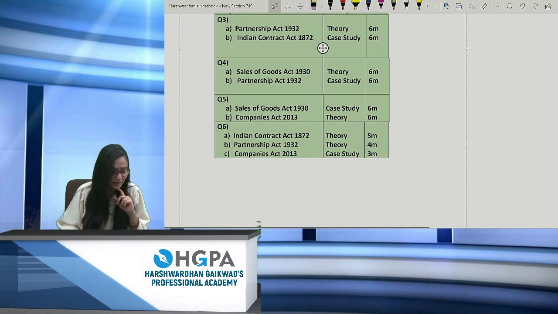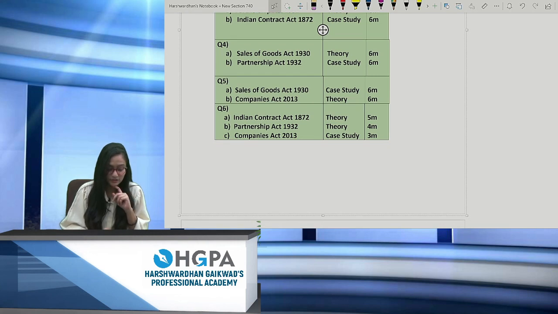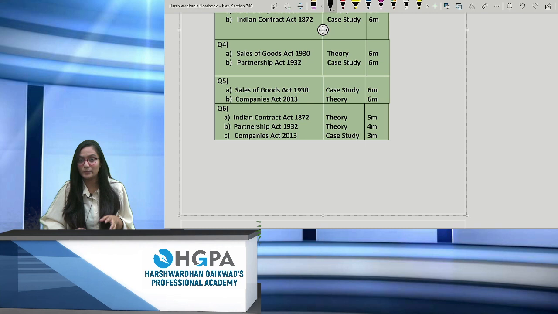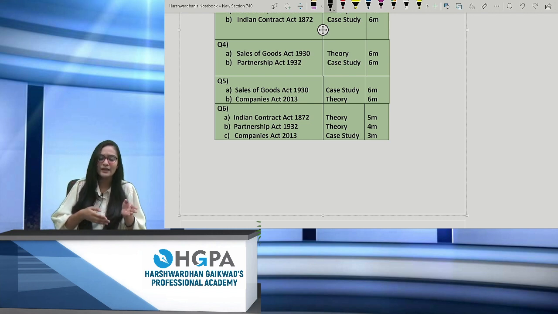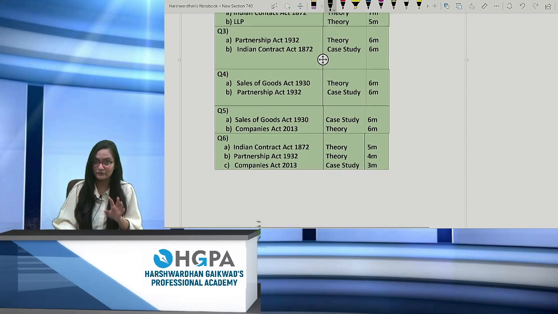Okay, now coming down to question number 6 actually. This question again has a theory question of Indian Contract Act for 5 marks, Partnership Act theory question for 4 marks and Companies Act case study based question for 3 marks. Now here I would like to tell you something. This is my personal opinion. What happens is the paper is already very lengthy. Law भी लिखना होता है, BCR भी लिखना होता है. So you should always follow the 2:1 ratio. That is 2 hours for your law and 1 hour for your BCR, which is sufficient.